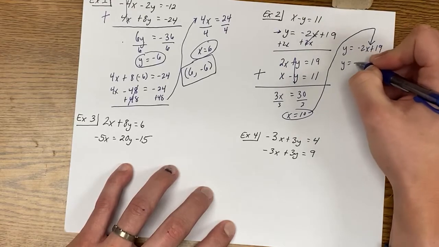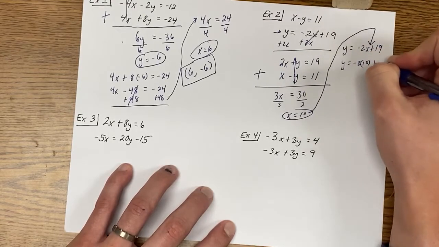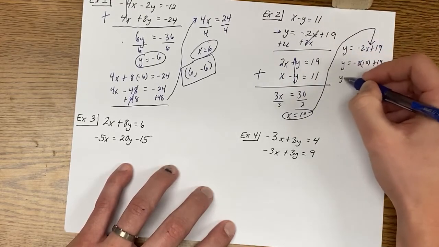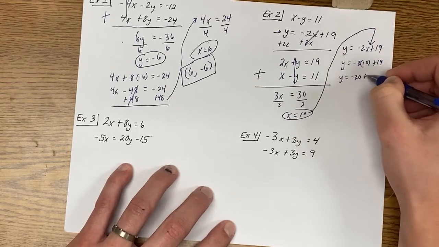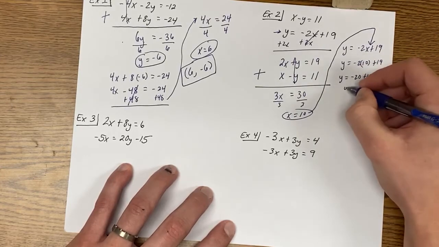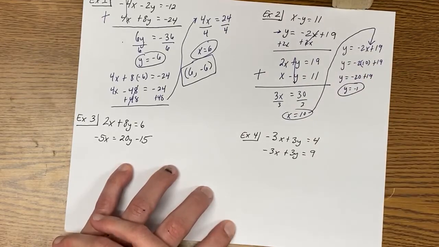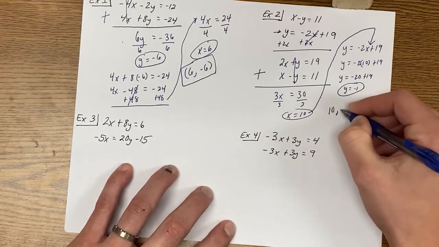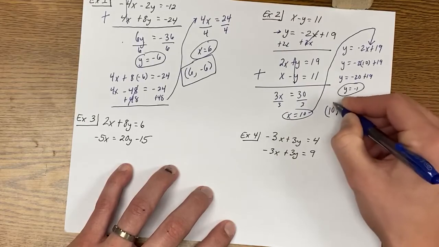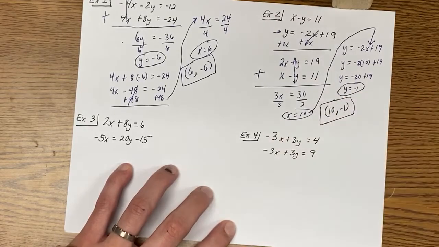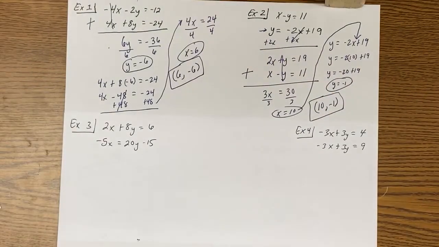So I get y equals negative 2 times 10 plus 19. Y equals negative 20 plus 19. So y equals negative 1. So now I have x is 10 and y is negative 1. And there's the last two examples.